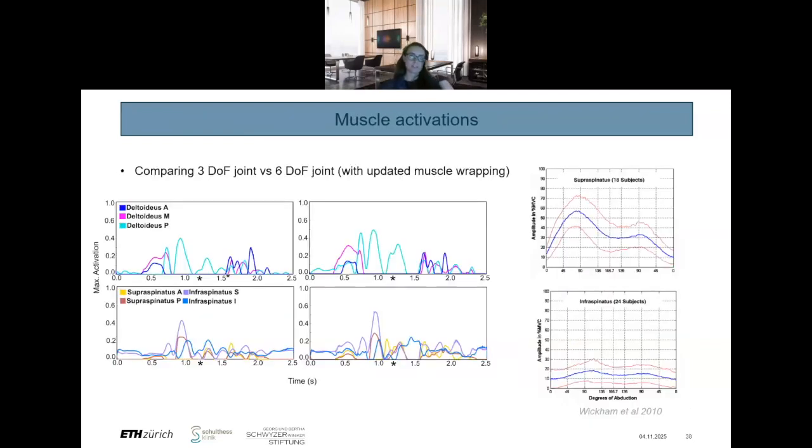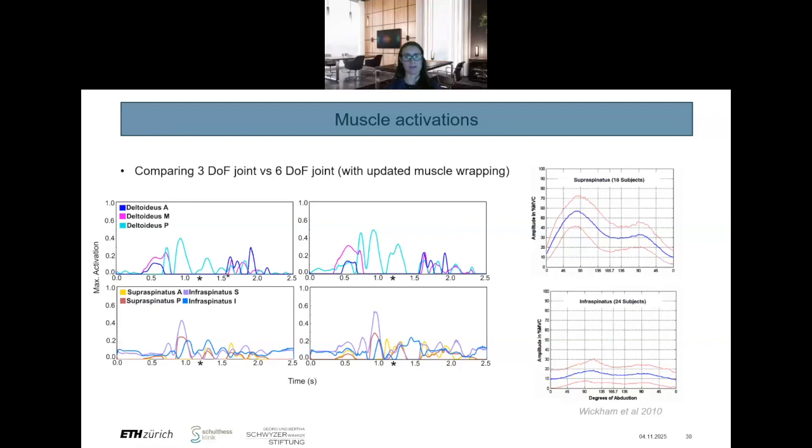If we look at the muscle activations, I just want to say the caveat is that we're still working on these models and the muscles are very simplified, and I would not take these calculated muscle activations as ground truth or as the best the model can do, because I think this is very much a work in progress. But I still wanted to show this preliminary data because I think it's interesting to discuss. And we do see variation in the 3 degree of freedom joint versus the 6 degree of freedom joint as expected. That changes the muscle activation.